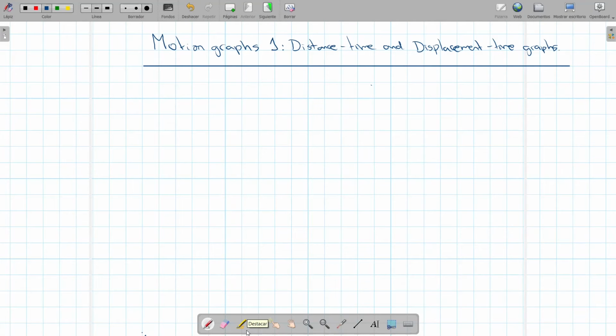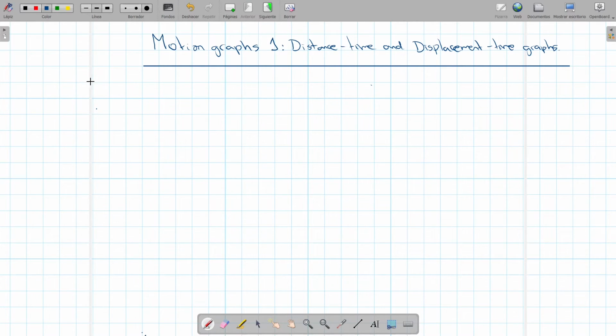Hello, today we're going to talk about the first pair of motion graphs. When you are working with graphs in motion, you will basically have either distance time or displacement time graphs, velocity time, speed time graphs, or acceleration versus time graphs. Today we will look at the first pair, distance time and displacement time. What do we mean by distance time or displacement time?